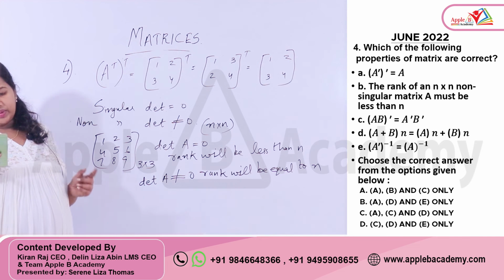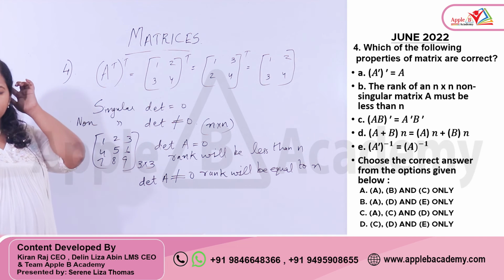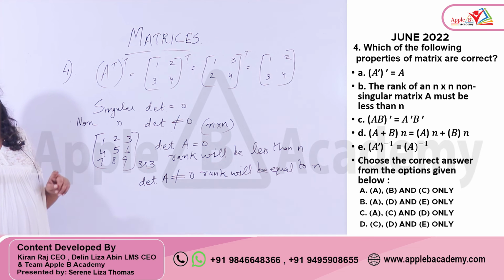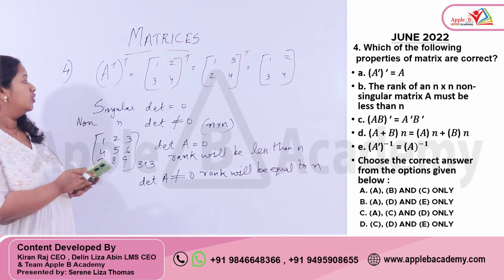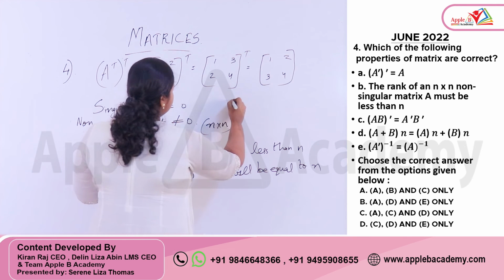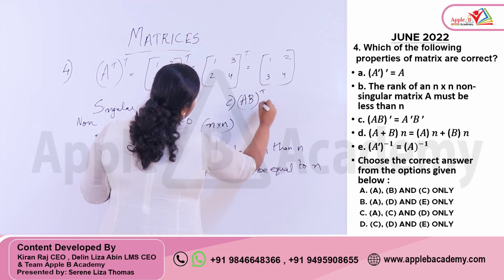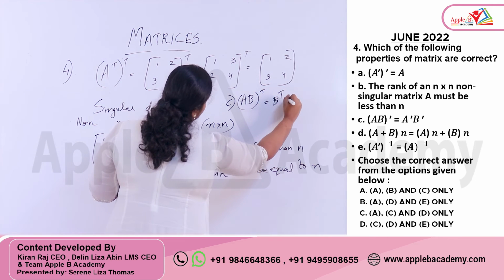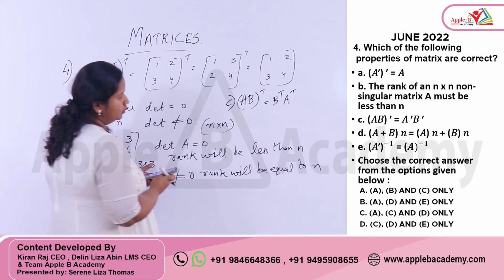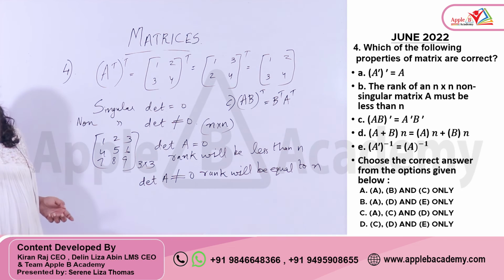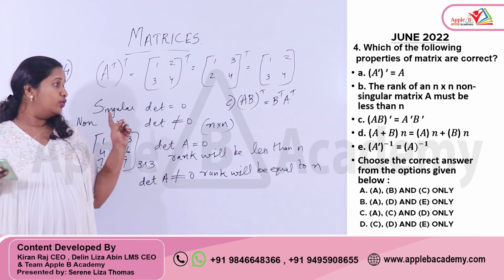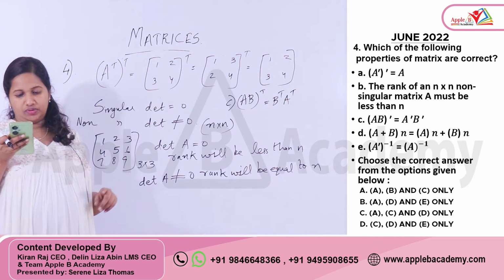Then the third statement, AB whole transpose is equal to A transpose into B transpose. So that is wrong. We know that AB whole transpose is equal to B transpose into A transpose. Okay, this is the statement. AB whole transpose is equal to B transpose into A transpose.